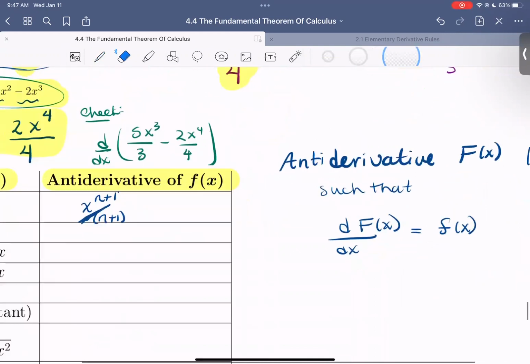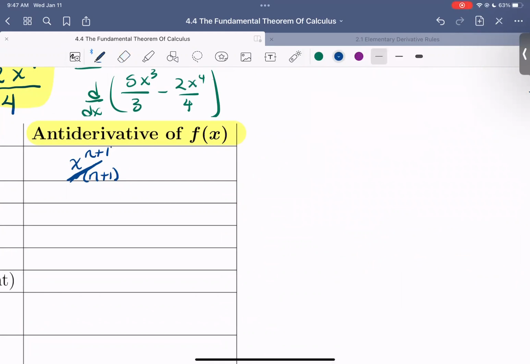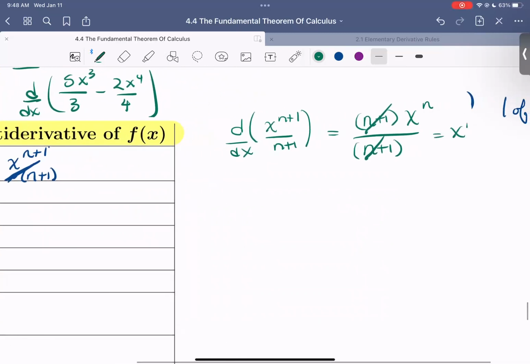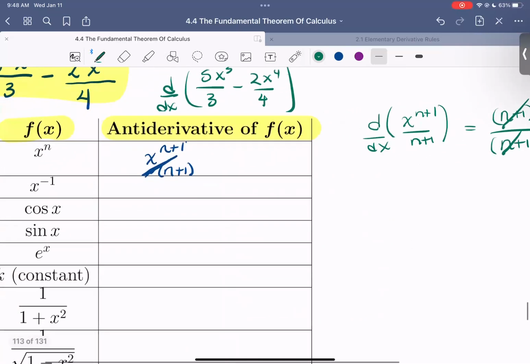So let's do a check. How would we check? Let's clear some room for ourselves. Let's take the derivative of x to the n plus 1 over n plus 1 with respect to x. Here the power comes down, n plus 1, x, we remove 1 from the power, so we just get x to the n, and then we're dividing by that constant n plus 1. So the n plus 1's cancel, and we get that function we want, x to the n.